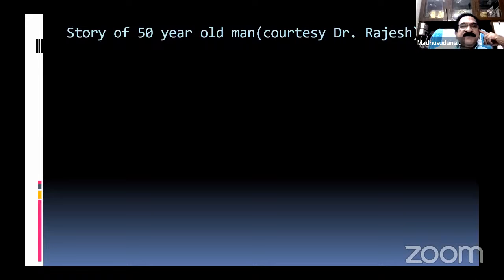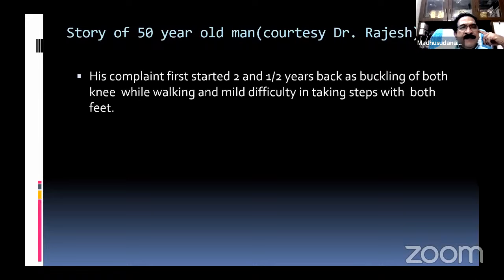This is the story of a 50-year-old man. His complaints first started 2.5 years back, as buckling of both knees while walking and mild difficulty in taking steps with both feet. From the very beginning, the story is a little confusing. Sometimes he will say it like that, sometimes not very clearly; he does not give a clear history. Every time I have to ask him. But this is roughly the history I got.